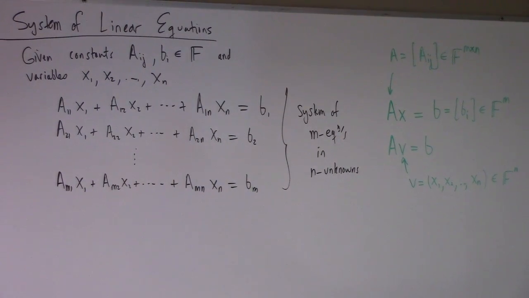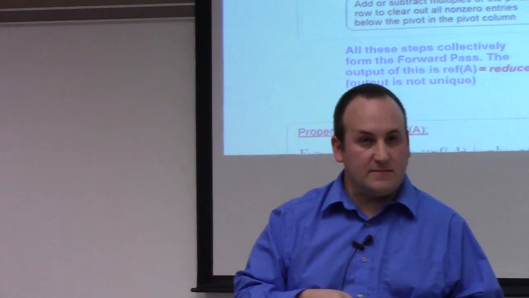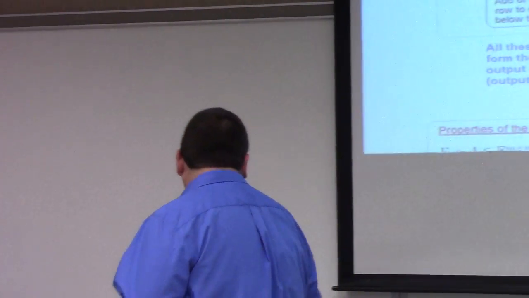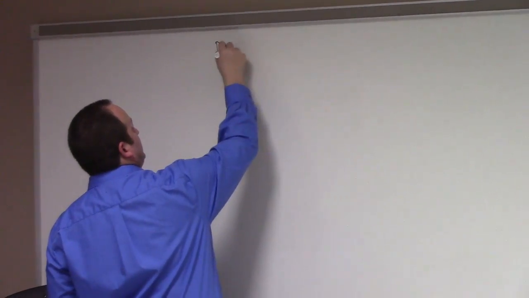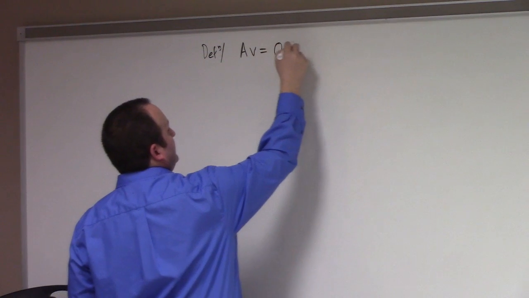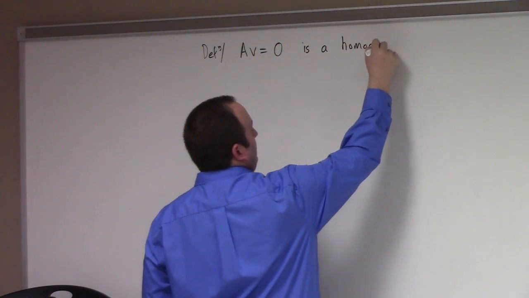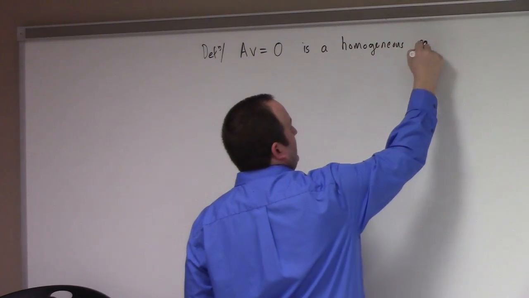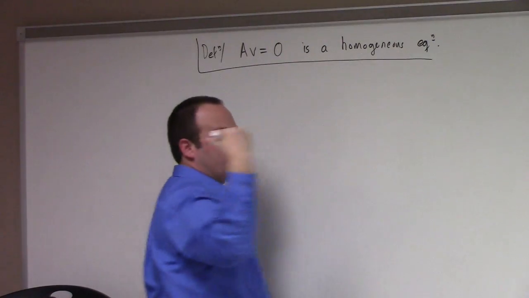Furthermore, if b is not equal to 0, right, we say it's an inhomogeneous equation, whereas if b is equal to 0, it's said to be a homogeneous equation. So there's a definition. Definition: Av equals 0 is a homogeneous equation, given the language I just introduced over here.